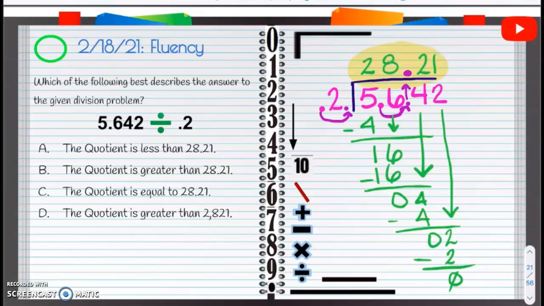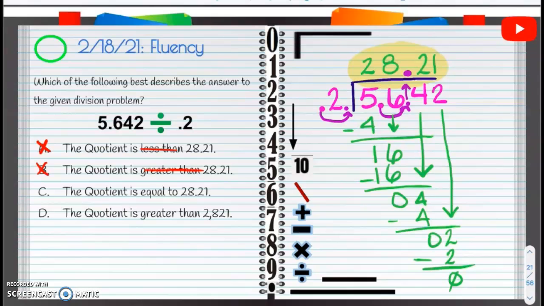Now, we need to figure out which of these is correct based on our answer, or our quotient. All right, so is the quotient less than 28 and 21 hundredths? It's not less than, it's equal to. So it's not going to be A, because it's not less than. The quotient is greater than 28 and 21 hundredths. Nope, it's not greater than, it's equal to.